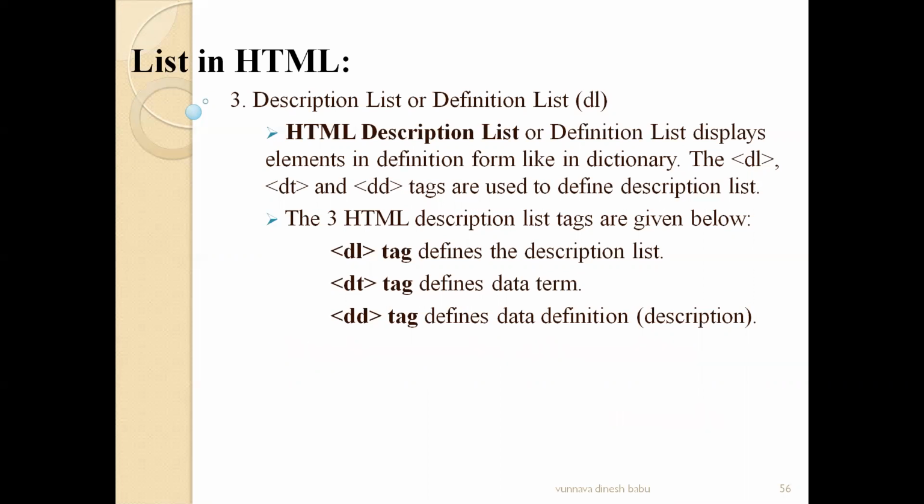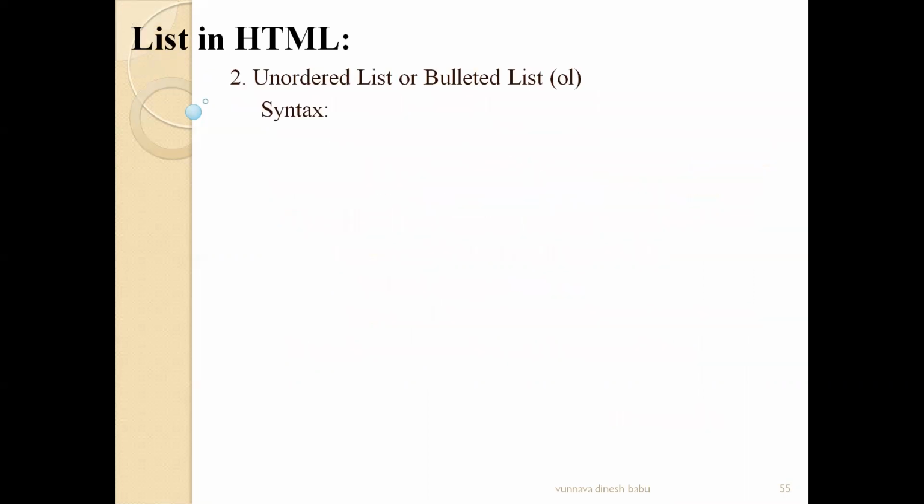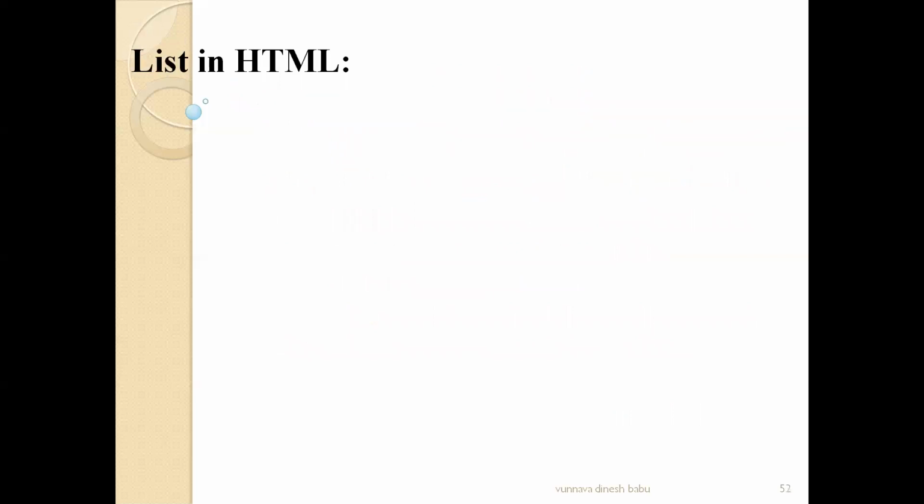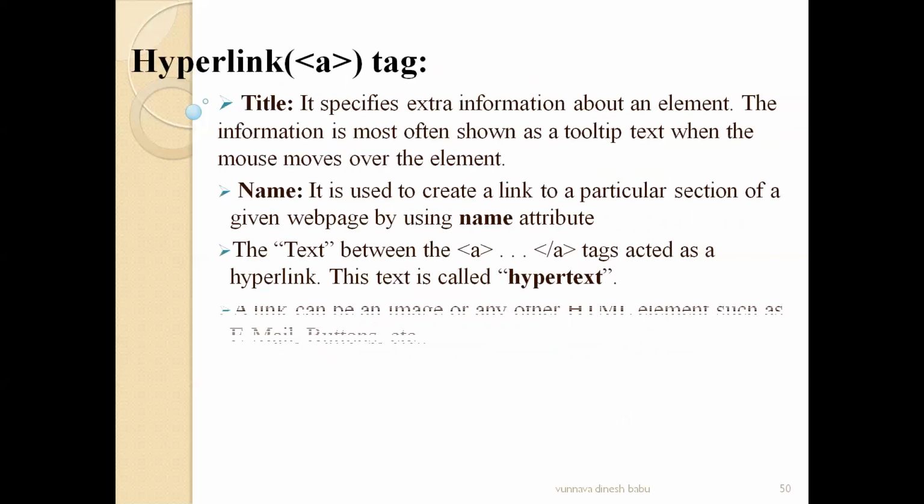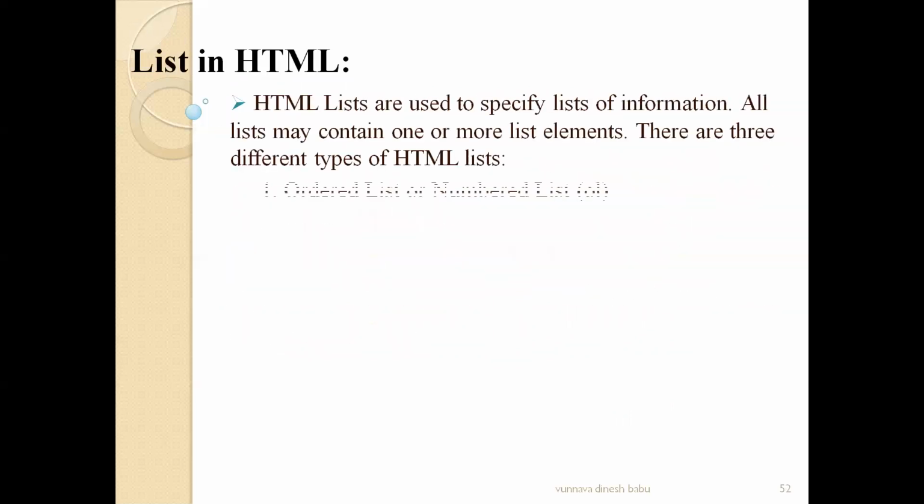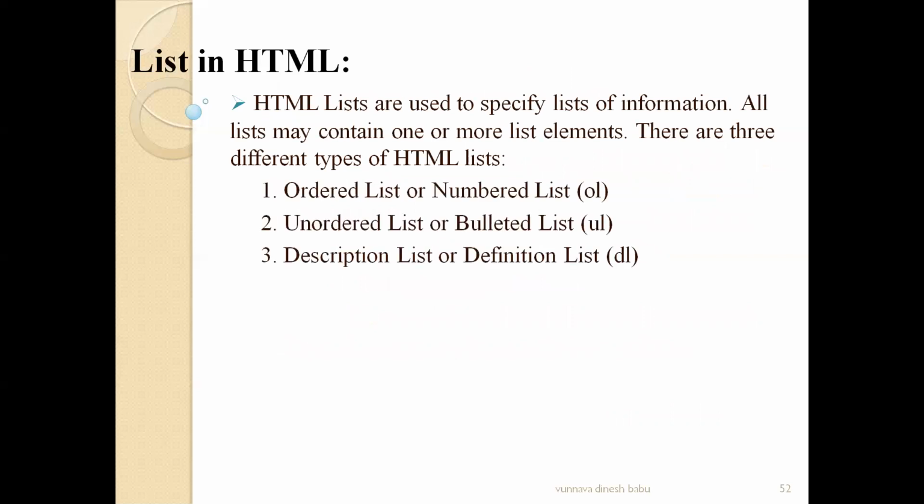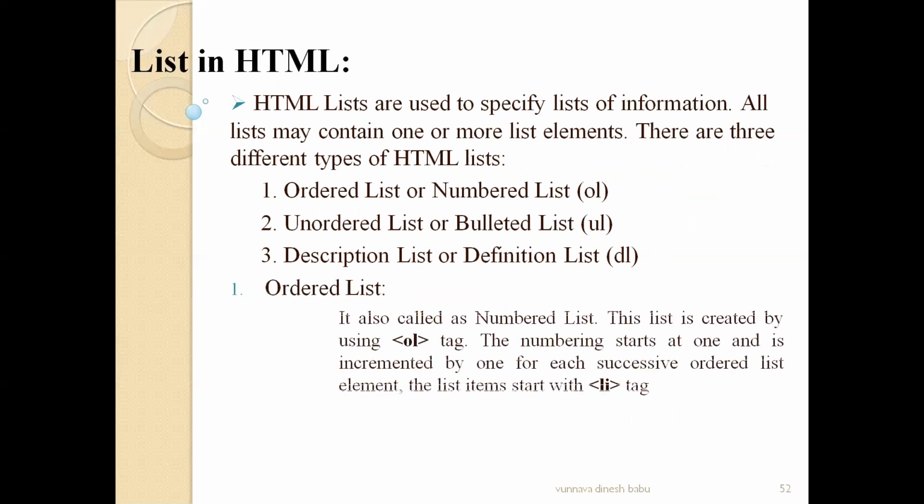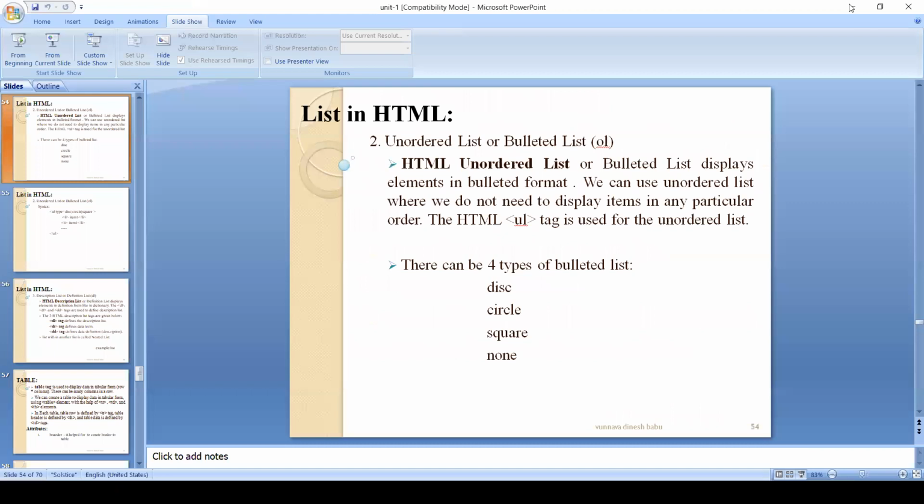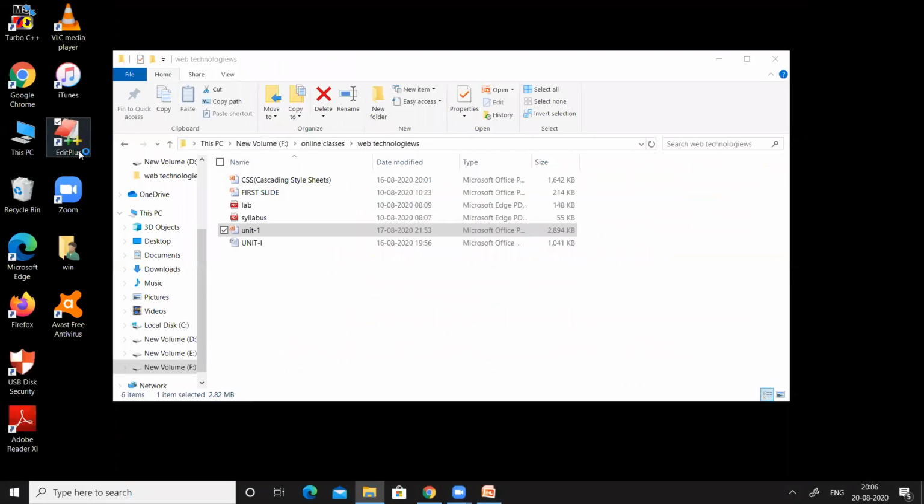So let us rewind a few more important points regarding the list. There are three types of list: ordered, unordered, and description list. For each and every list item, we have to use the LI tag. Remember these two things, and we can work with some programs regarding the list. So let us move to Edit Plus.